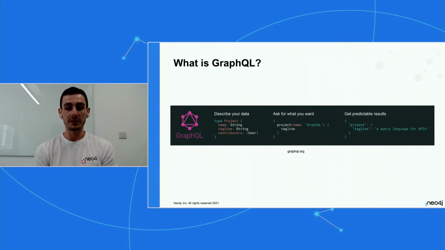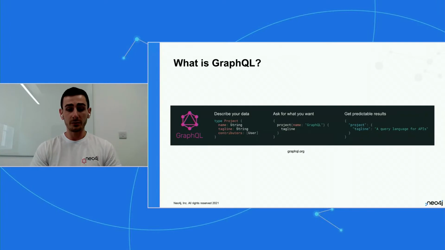Then in the middle, this is the GraphQL query language. You can see here we're querying for a project with the name GraphQL, and what we're doing is asking for that tagline back. Now, when you execute that query against the schema that you defined on the left, you get back predictable results in the form of JSON, which you might be familiar with from elsewhere. You can see that they exactly match what you've queried. So you've got project, which was the name of your query, and then tagline, which is that single field that you asked for, and that's exactly what you're going to get back.